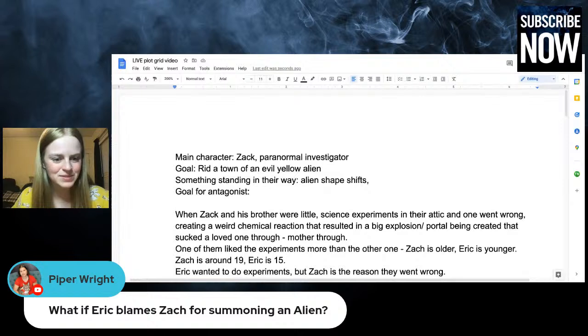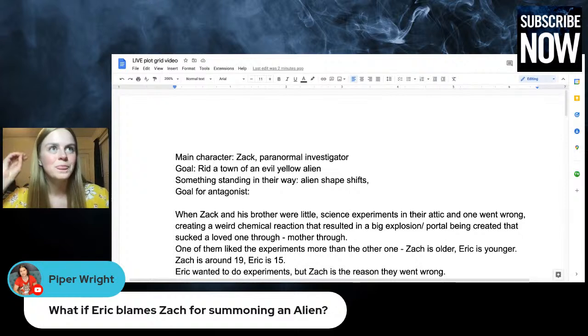Piper said, "What if Eric blames Zach for summoning an alien?" Also true. So, if the mother really is the alien and the mother's goal is not to kill anyone, and it's just to get both of them to stop blaming each other, the alien is going to take them on kind of an emotional journey. Because the alien doesn't have any ill intentions, the brothers assuming ill intent and blaming each other is going to be a huge part of the conflict.